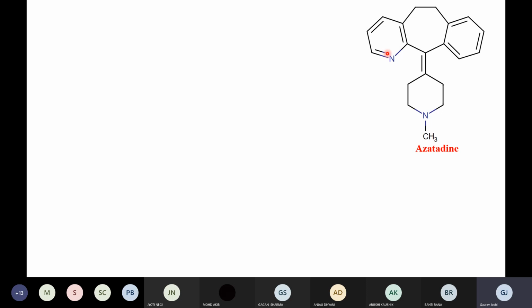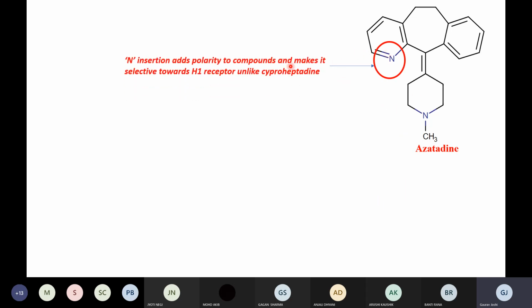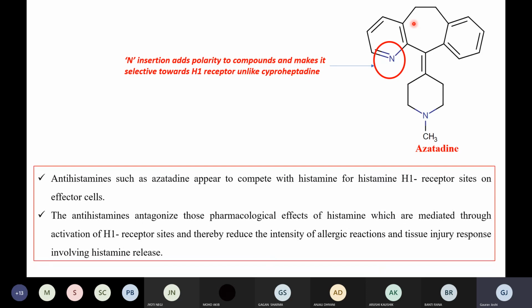Because cyproheptadine also had serotonin antagonist activity, this molecule azatadine will not have that. So basically, this is the nitrogen. The nitrogen insertion adds polarity to the compound and makes it selective toward the H1 receptor, unlike cyproheptadine. So this nitrogen and the removal of this double bond are the important things, right? This molecule is also lipophilic, but not as lipophilic as cyproheptadine. So this is the thing to remember, right?